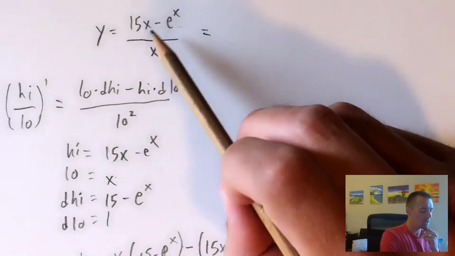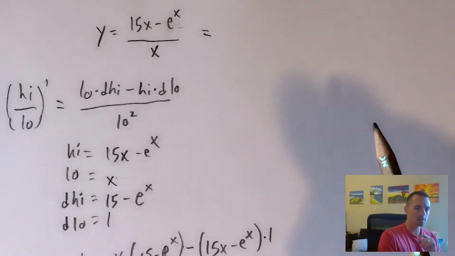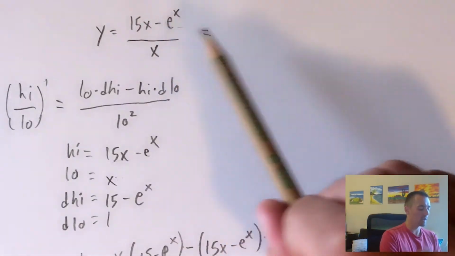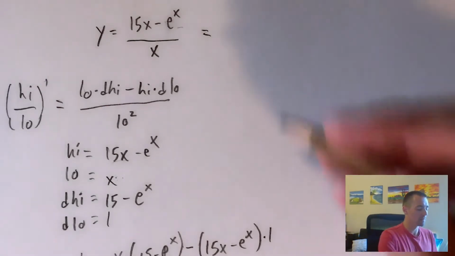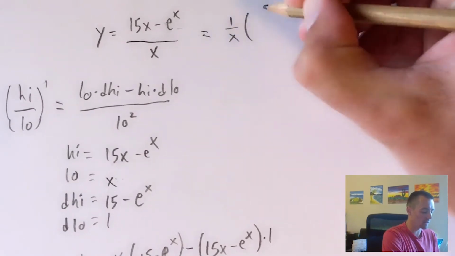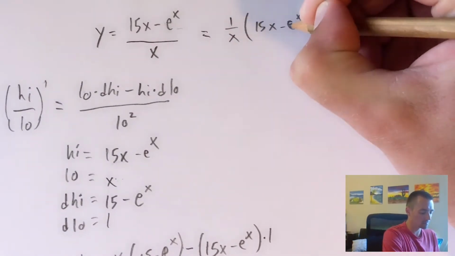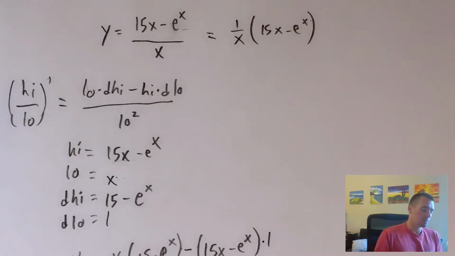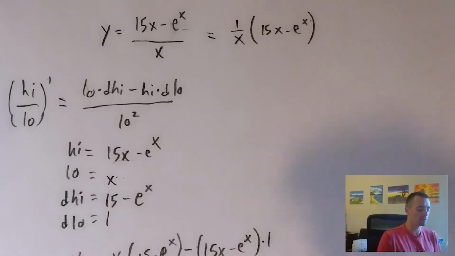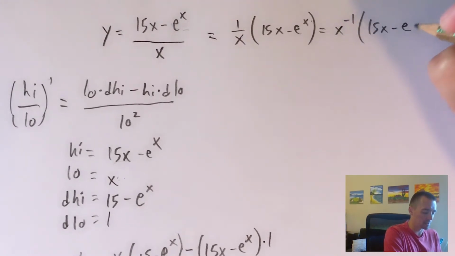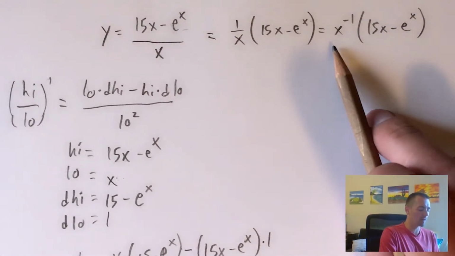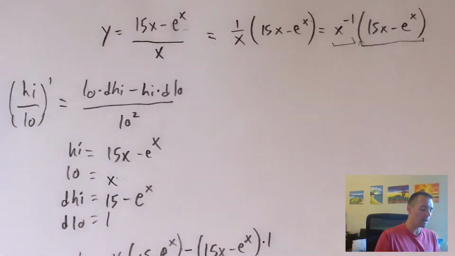So what I mean by that is having all this stuff divided by x is the same as doing all this stuff times the reciprocal of x, which is just 1 over x. So instead of writing it like that, we can write 1 over x times 15x minus e to the x. And when you're taking derivatives of something like 1 over x, usually the easiest way is to rewrite it in a form that's a little easier to take the derivative of. So we could do x to the negative 1 times 15x minus e to the x. So now we do have a product. We have this thing here times this thing here. So now we can actually use product rule.